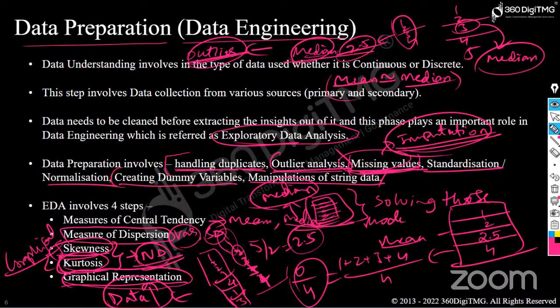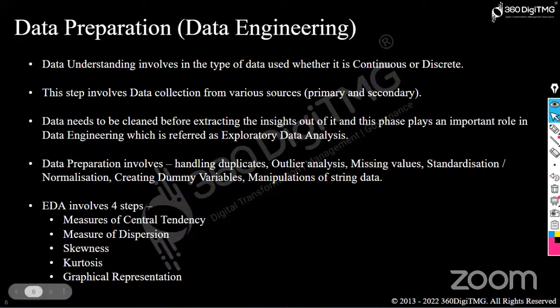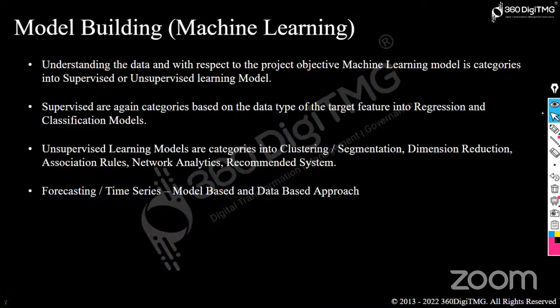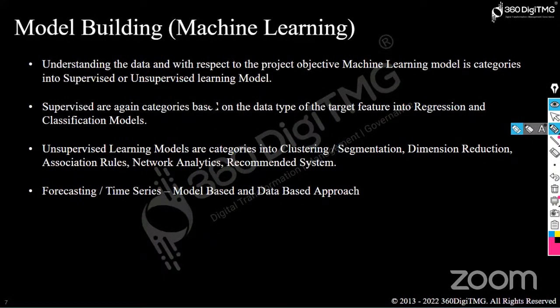So we have label encoding to handle the dummy variables. Standardization and normalization have different techniques that will be followed. I told you about model building under machine learning.